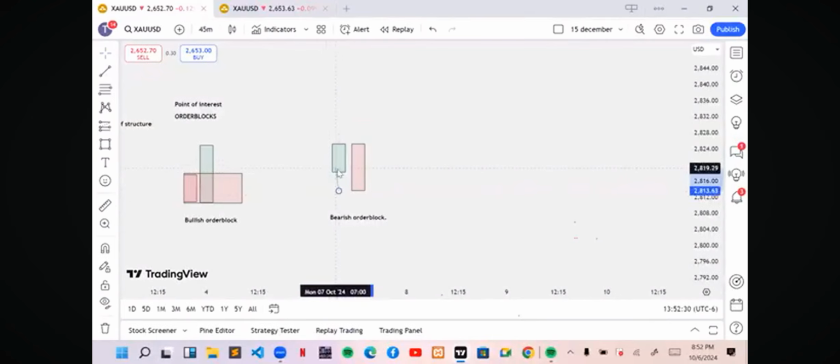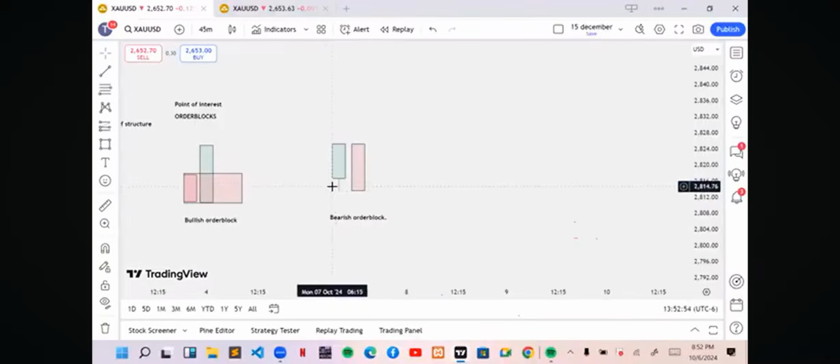Or in a situation where the wick is smaller than the body, for example, this is the body, and then this is the wick. So this is the body of the order block, so it's bigger than the wick of the order block. If you're picking your entry, pick your entry from the wick of the order block. Do you understand? Because in this case, the body of the order block is bigger than the wick.